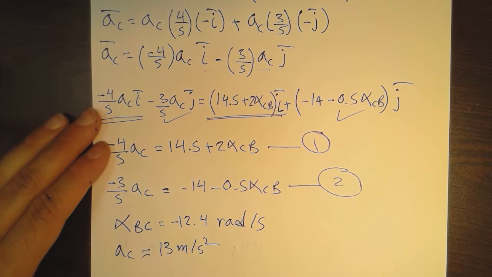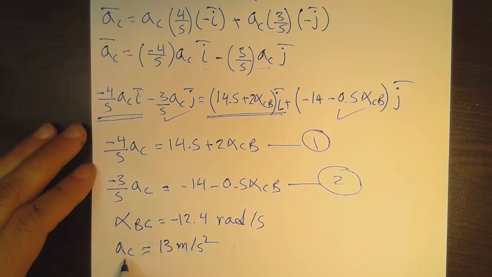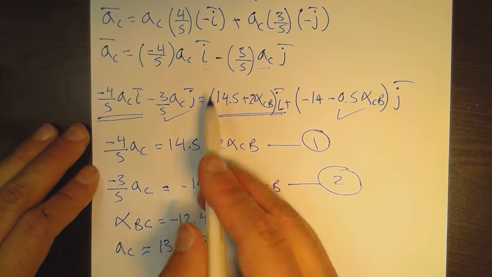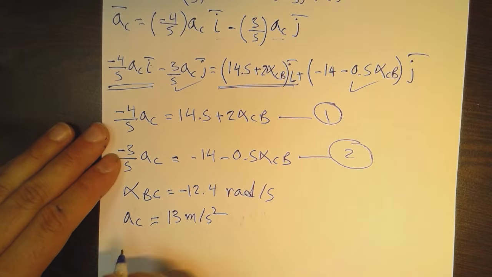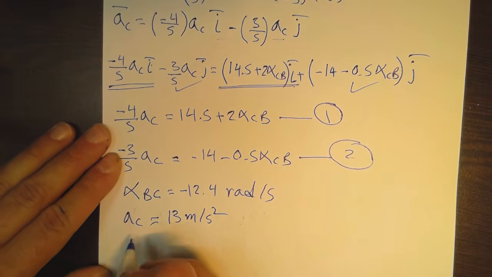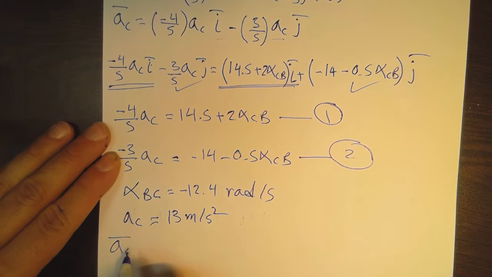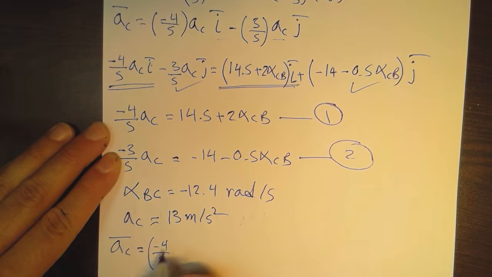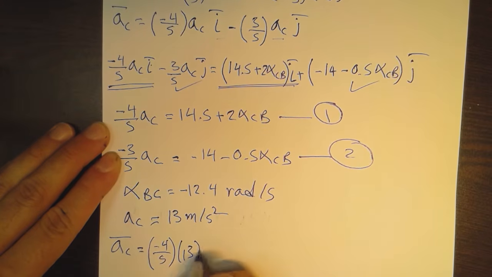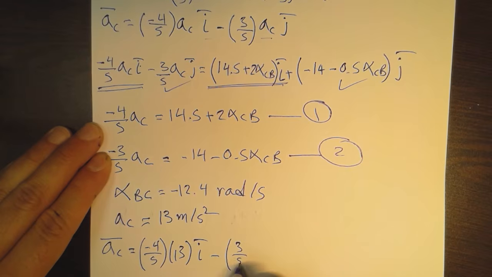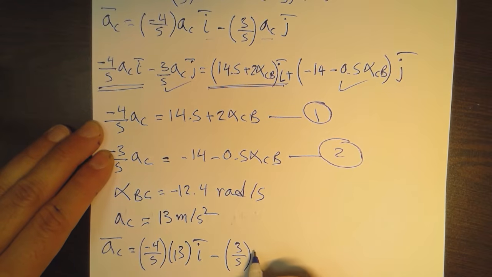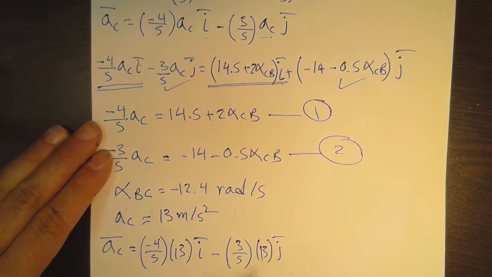So we can use this value and plug it here and here to come up with the vector form of AC. In this way, AC is equal to minus 4 over 5 times 13 I and minus 3 over 5 times 13 J, and this will give us the vectorial form of AC.